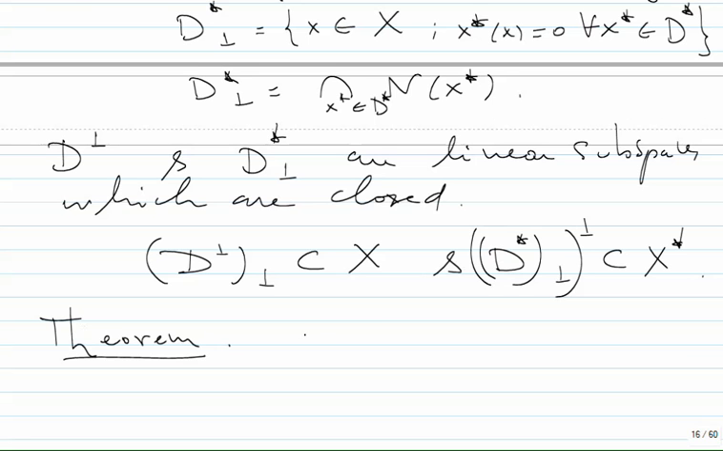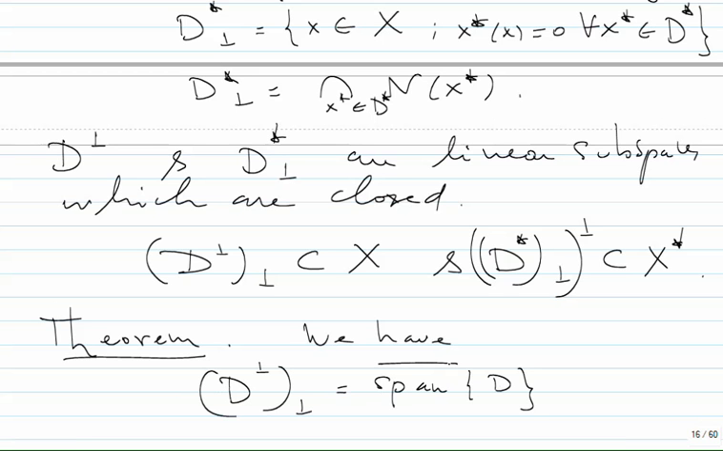We have, under the assumptions above, D orthogonal complement is equal to the span, because it's a subspace, of D closure, because they have to be closed. Very interesting.